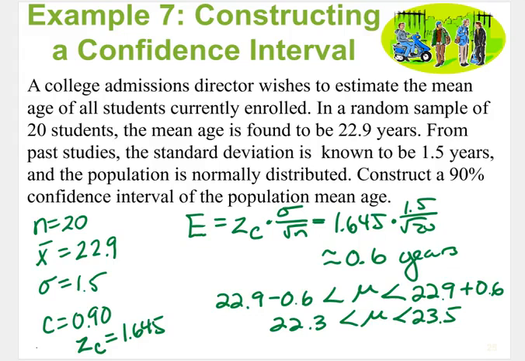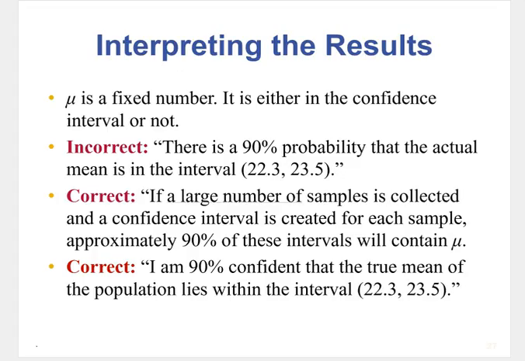So that's how confidence intervals work. Pretty straightforward. All right. When people interpret these results, there's some problems that could occur, and a lot of newscasters get this stuff wrong. Okay, so it's incorrect to say there's a 90% probability that the actual mean is between 22.3 and 23.5. That is incorrect. Don't say it that way.